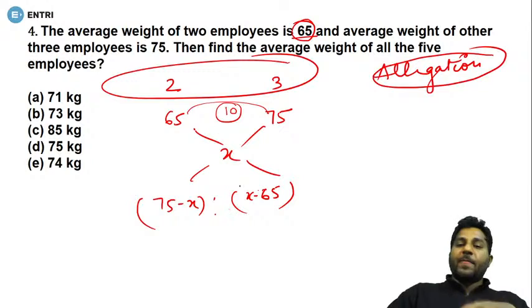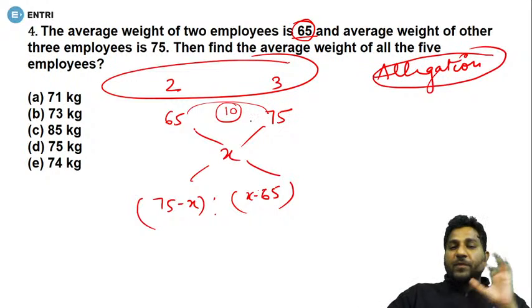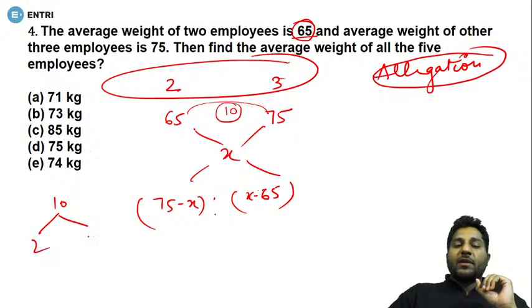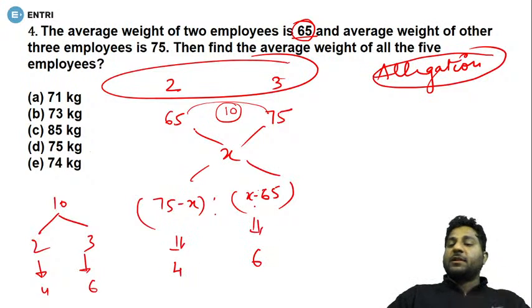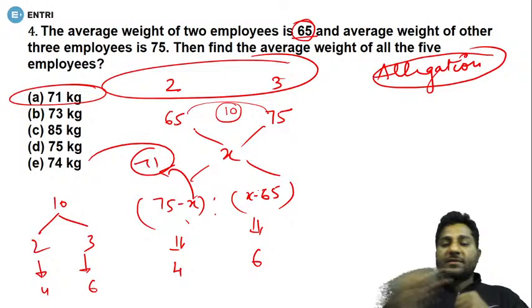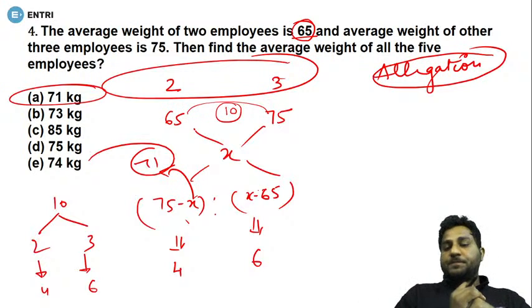Very good. But let me give you a clear idea. Let's take the difference between these two values, and after that split it in the above ratio. That means this value will come 4 and this value will come 6, and you know that this will be equal to 4 and this will be equal to 6. Match it with any of the ratio to get the value of x as 71. So your final answer is 71.